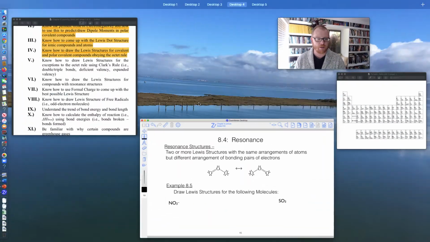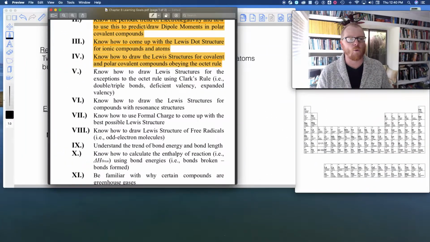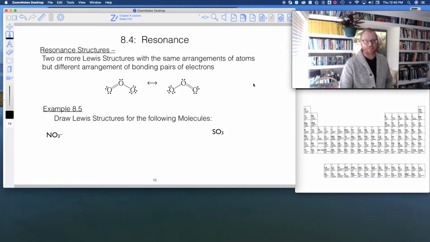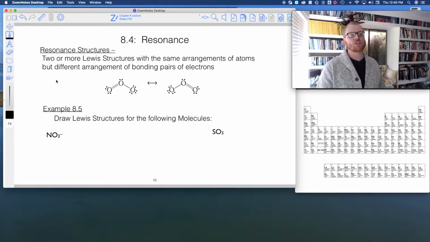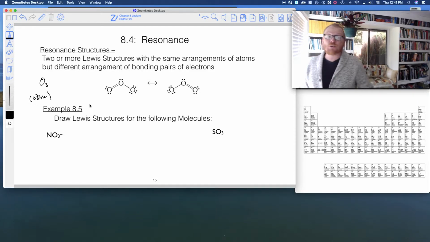All right, so we did know how to draw Lewis structures for the exceptions using Clark's rule. Okay, so now moving on to learning goal 6, know how to draw Lewis structures for compounds with resonance. So what is resonance? A resonance structure is two or more structures with the same arrangement of atoms, but different arrangements of bonding pairs of electrons. Okay? And as an example, this is O3 ozone, and ozone has a resonance structure.